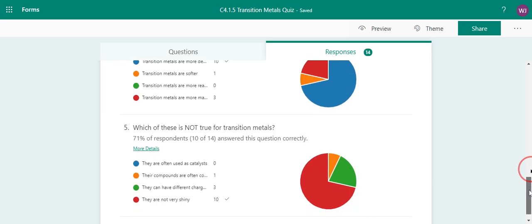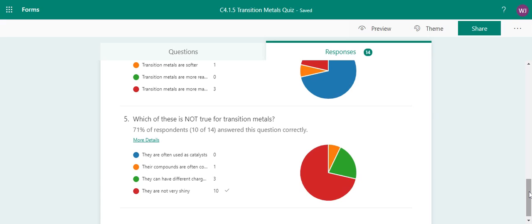Right, question 5. Which of these is not true for transition metals? 10 of us managed to get this right. They're often used as catalysts. That's one of the key facts from the lesson, so I'm glad none of us put that down. The compounds are often coloured. Again, this is one of the key facts of transition metals. It's one of their characteristic features.